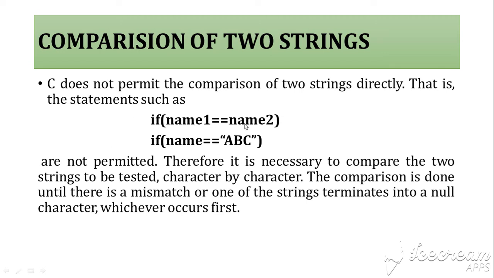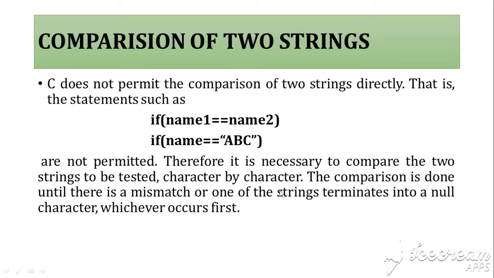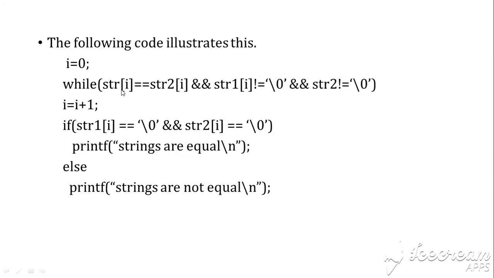If name1 is equal to name2, but this is not possible. If name is equal to "ABC", these things are possible with the use of the other primitive data types such as int and float, but rather would not be applicable with strings. So rather what is to be done is a character by character comparison has to be done with that of strings. So this is how we do.